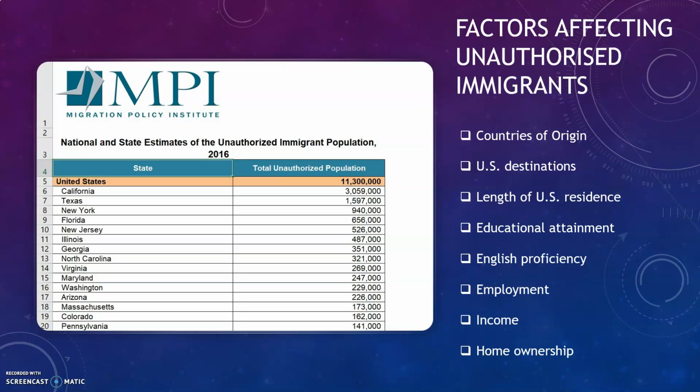The term favoritism comes from particular factors which affect unauthorized immigrants the most. Factors like the countries of origin, U.S. destinations, length of U.S. residence, educational attainment, English proficiency, employment level, as well as income and home ownership.